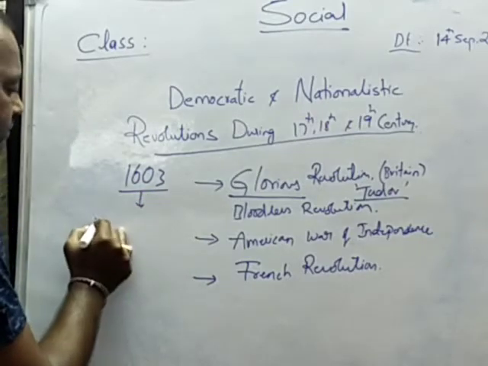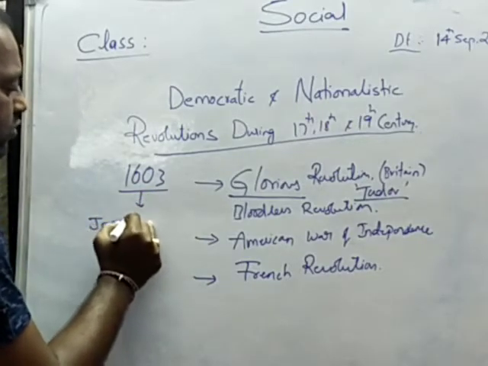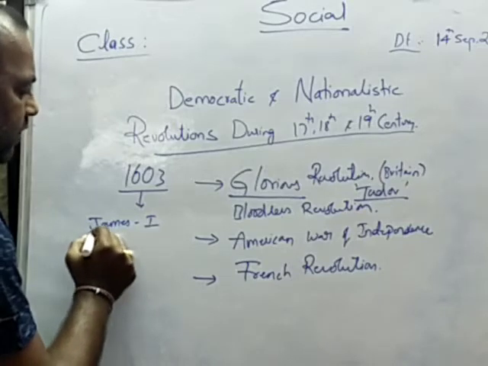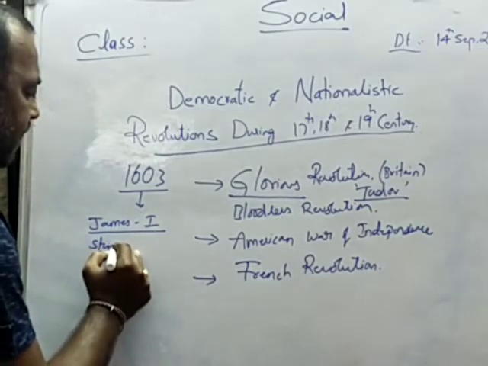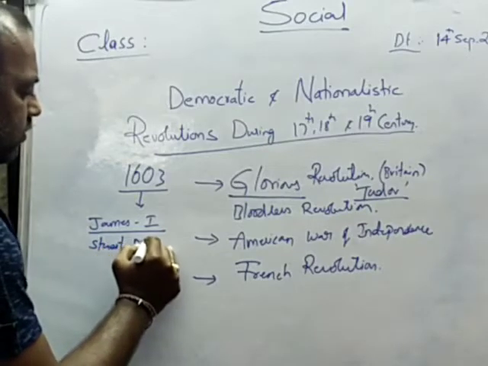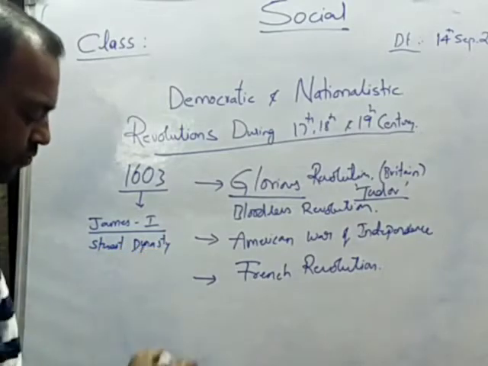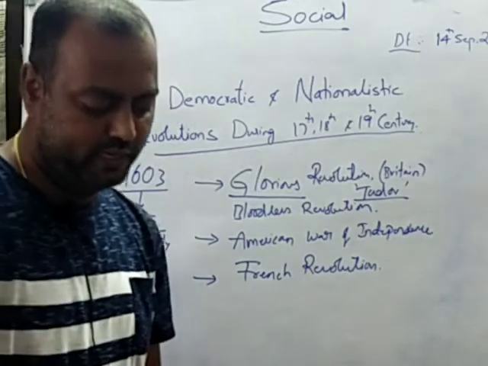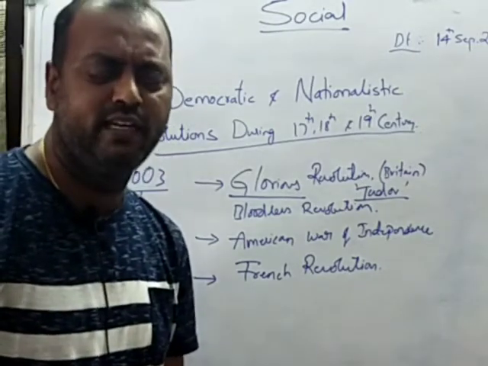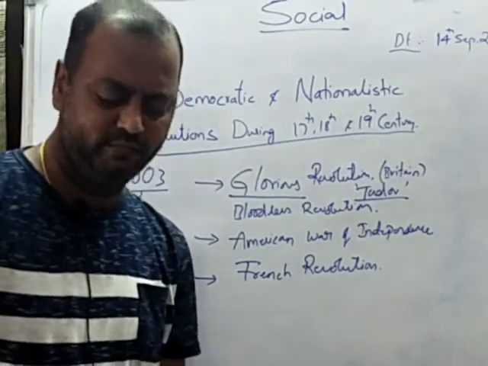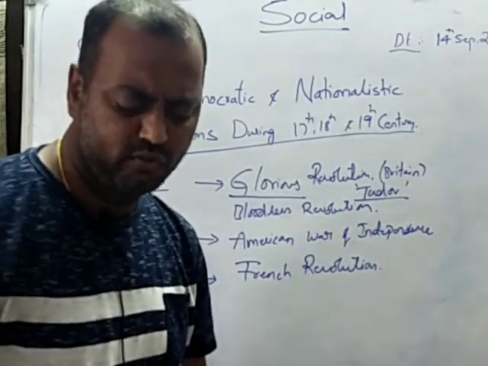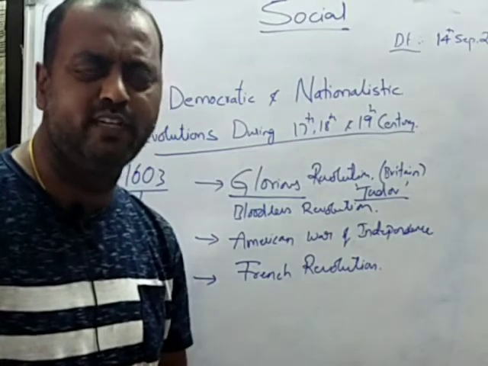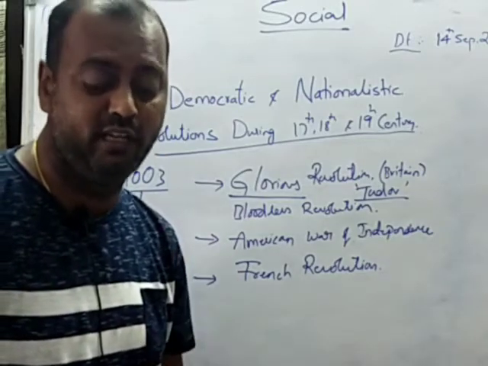So at that time the ruler is James I, and he is from which dynasty? Stuart dynasty. So he was ruling England, and after the death of the last queen of the Tudor dynasty, he did not want the parliament to question him. So he believed that he should have the absolute powers. Parliament should not ask him any questions.